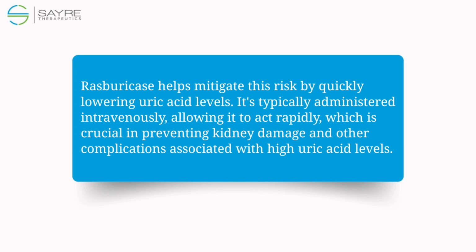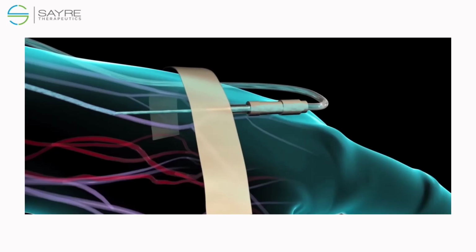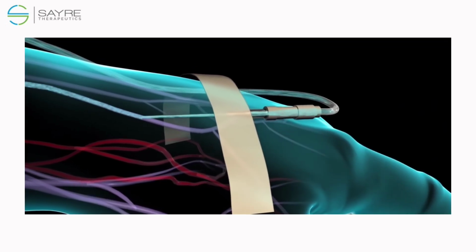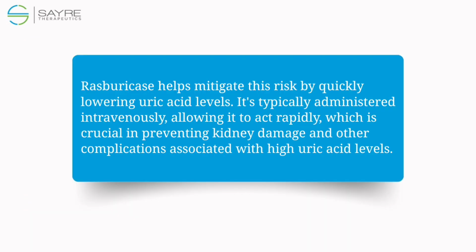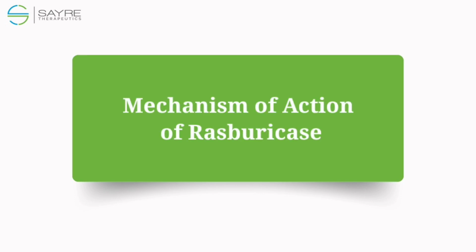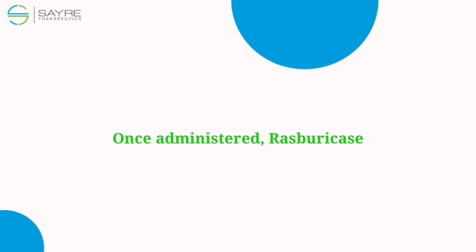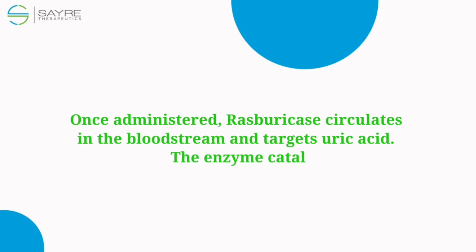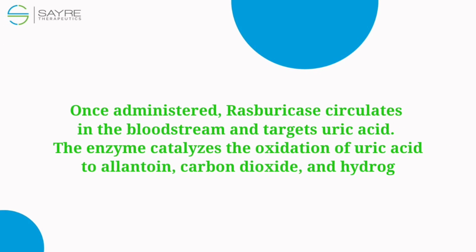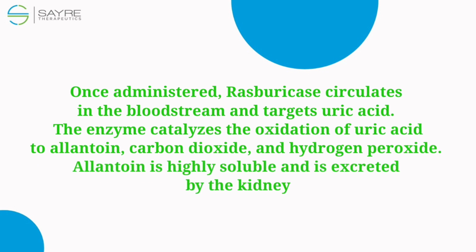It's typically administered intravenously, allowing it to act rapidly, which is crucial in preventing kidney damage and other complications associated with high uric acid levels. Now, let's delve into the mechanism of action of Rasburicase. Once administered, Rasburicase circulates in the bloodstream and targets uric acid. The enzyme catalyzes the oxidation of uric acid to allantoin, carbon dioxide, and hydrogen peroxide.